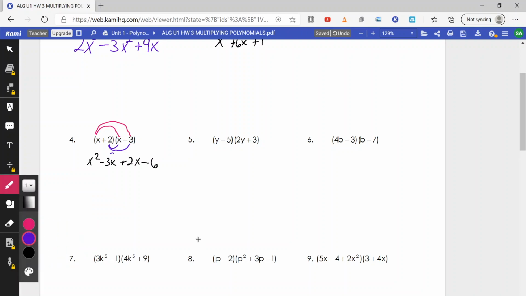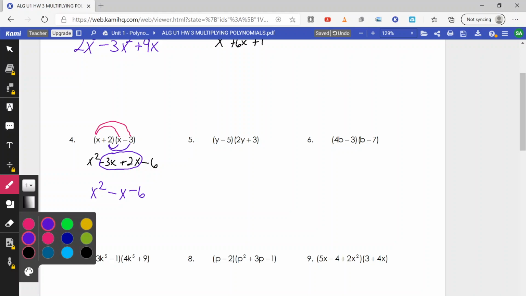What I'll do now is I'll look for like terms, which in this case we see we have minus 3x plus 2x. I'll just add my numbers. So x squared is on the outside. Add my numbers. Negative 3 plus 2 will give me a minus 1x minus 6. So that's using distribution with a binomial times a binomial.